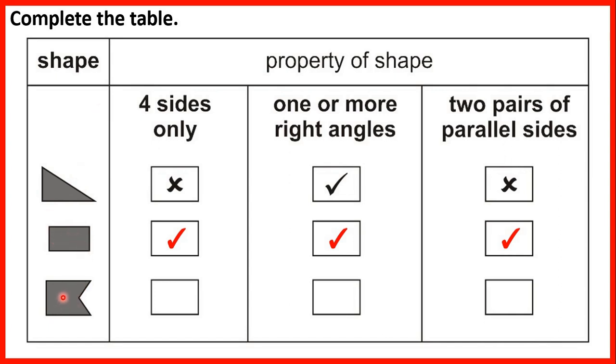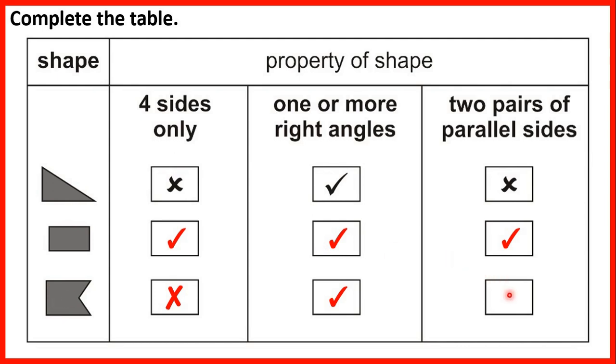Now let's look at this shape here. Here we have a shape with 1, 2, 3, 4, 5 sides, so that's a pentagon. So we need to put a cross in this box because it doesn't have 4 sides only. It does have 1 or more right angles because we have 2 right angles in this shape, 1 in the top left and 1 here in the bottom left.